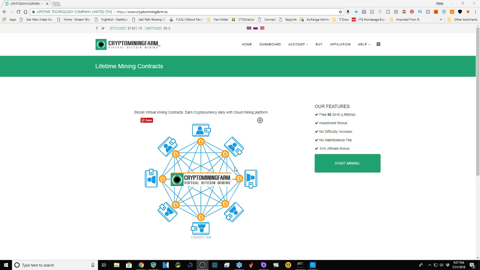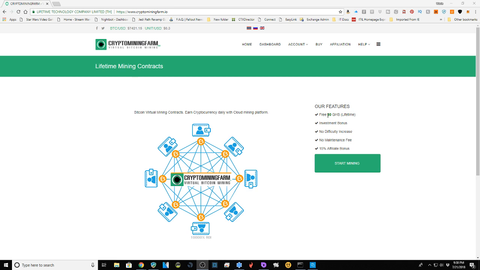So first thing that comes to mind to mention is that you can get 50 gigahash on a lifetime account for free just for signing up. So regardless of what else you feel about this site, if you want to put money into it, if you don't want to put money into it, you can get 50 gigahash. You too can be web mining or cloud mining for no investment.